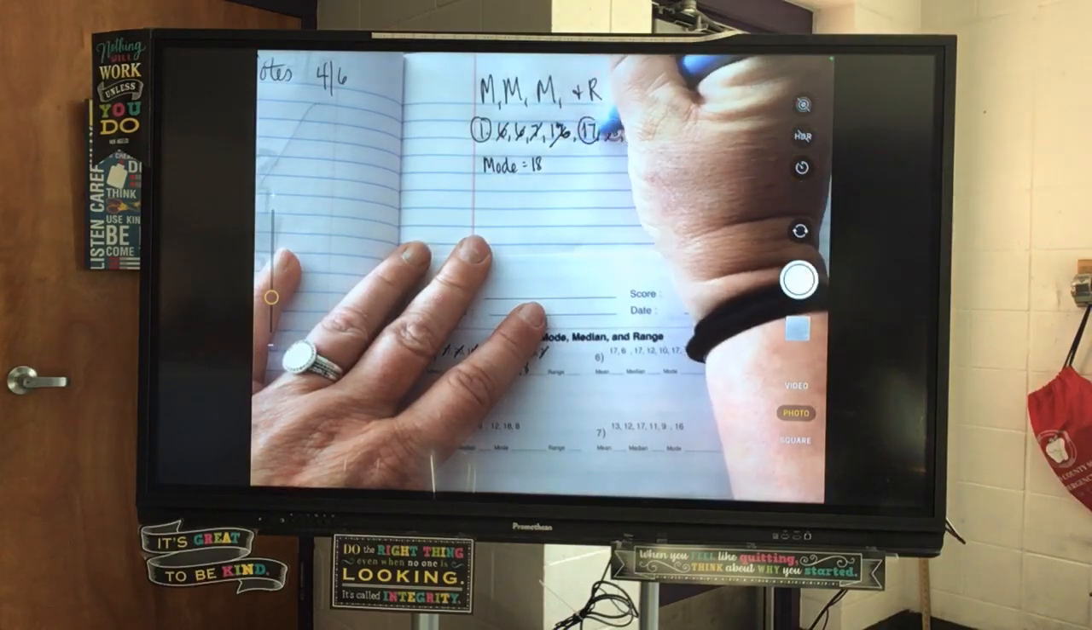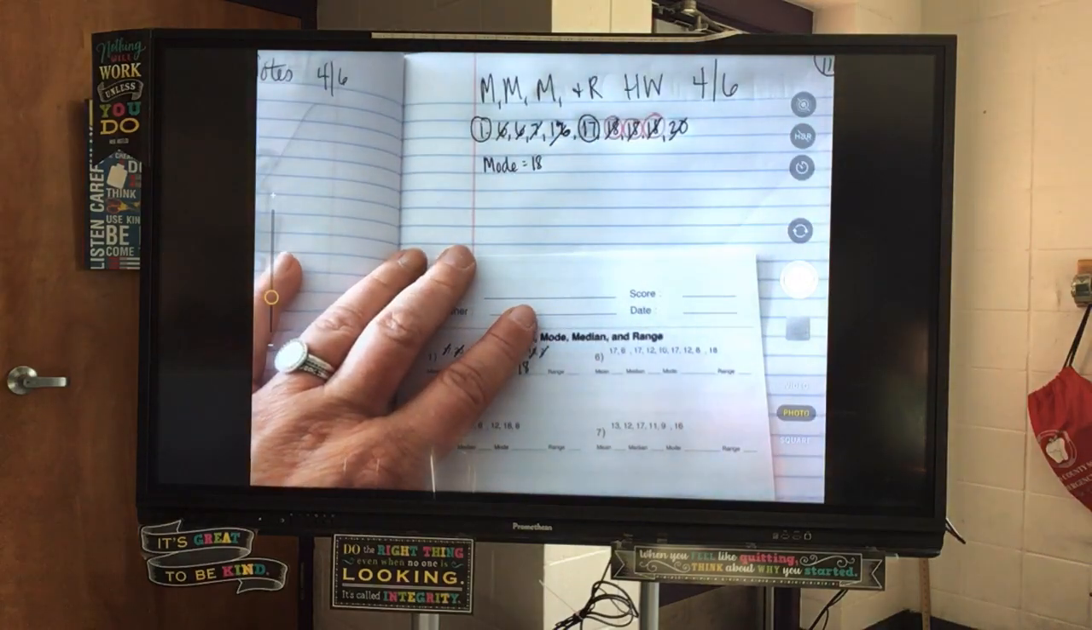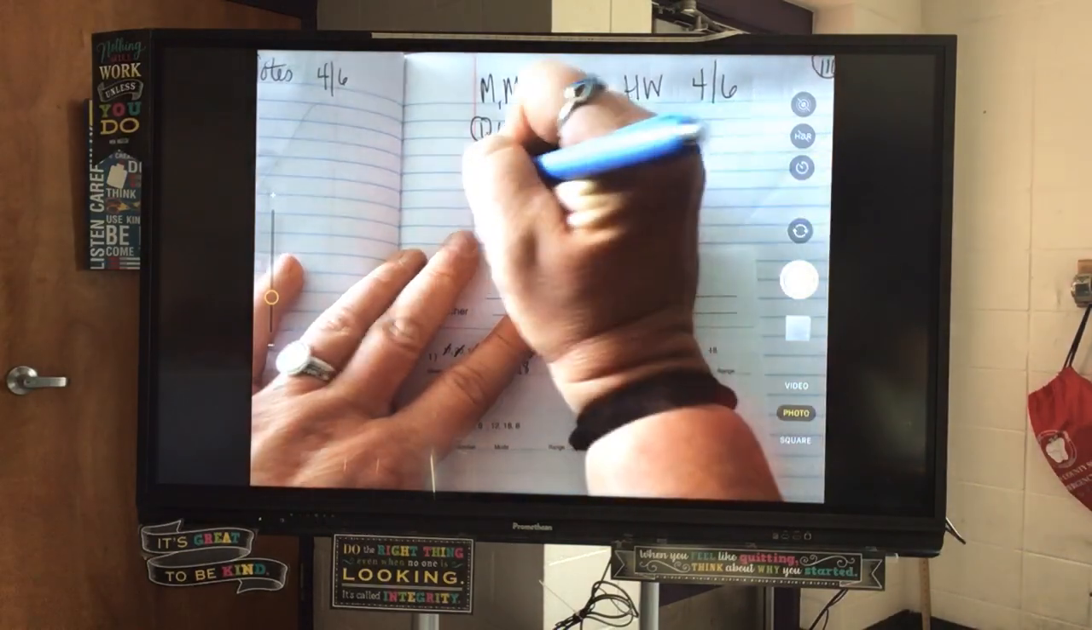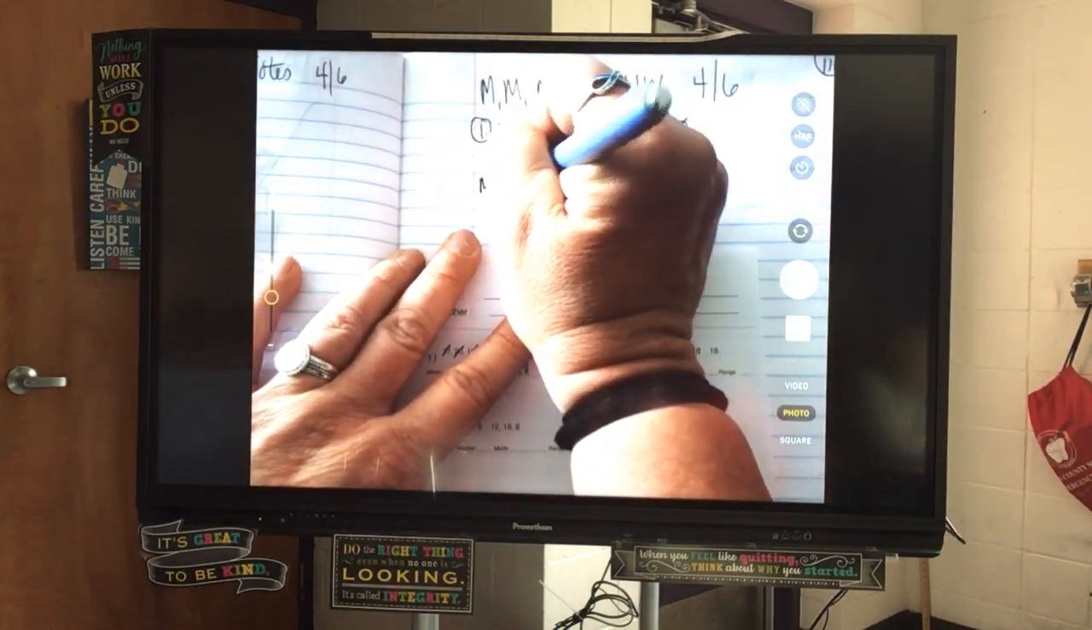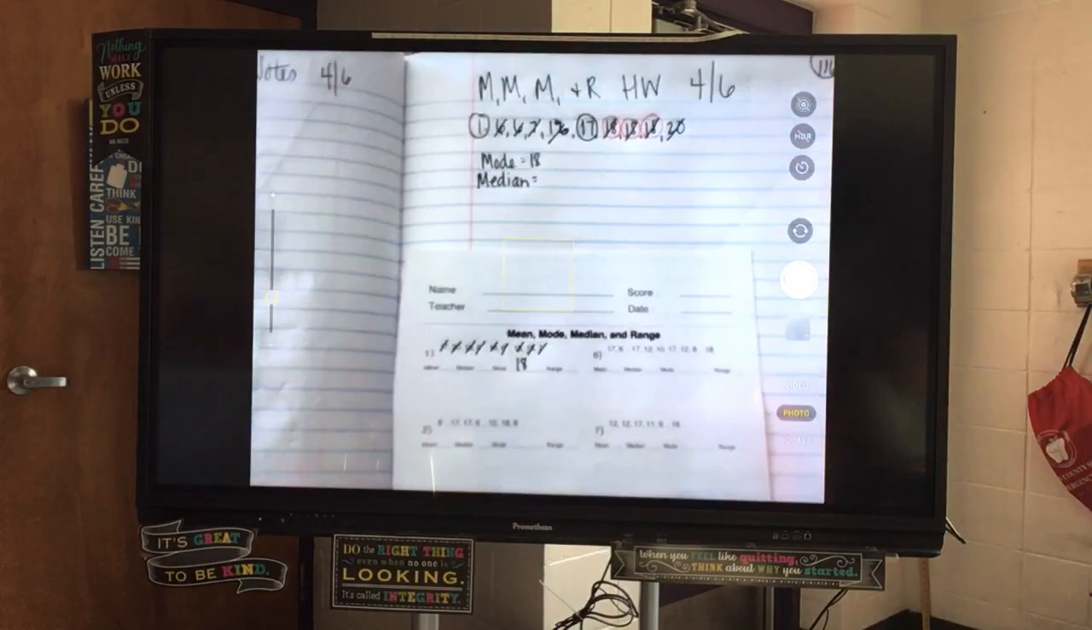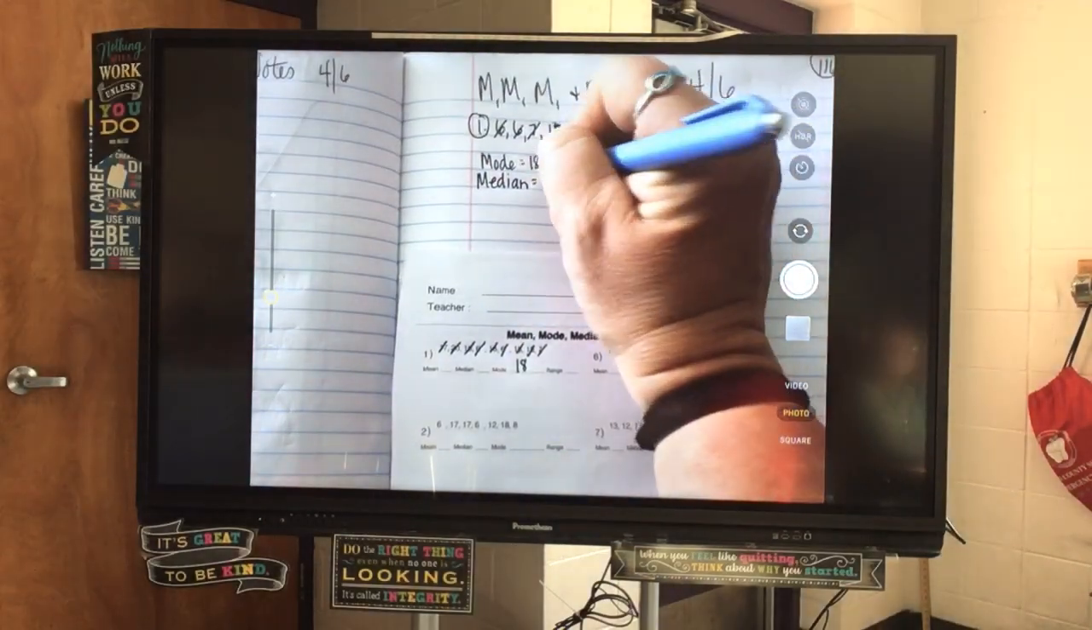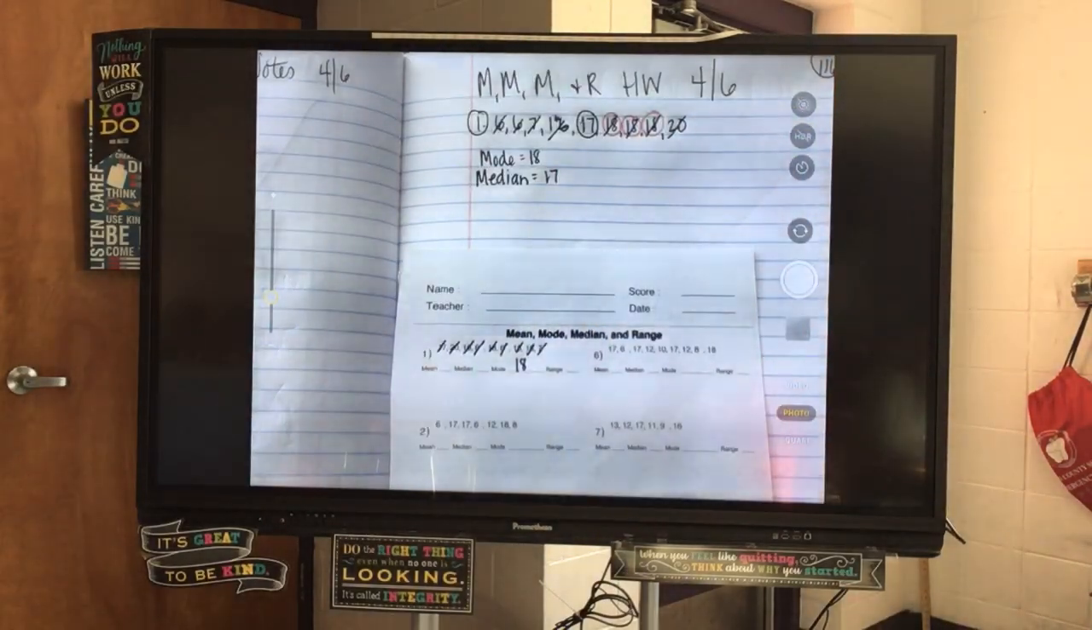So then my number in the middle is what? 17. So my median, this one's nice because it's got an odd number, we don't have to do anything extra. So my median is 17. Alright, what do we want to find next?